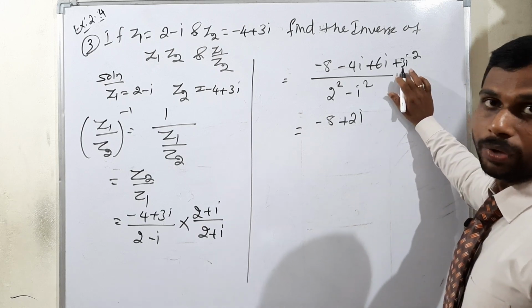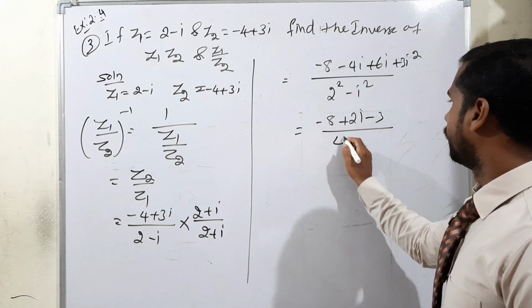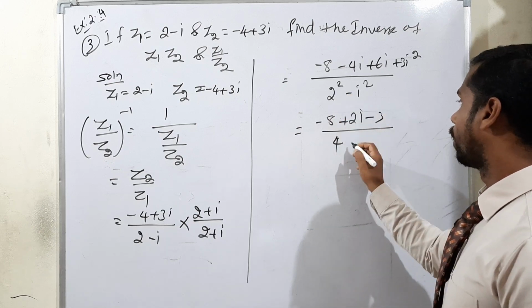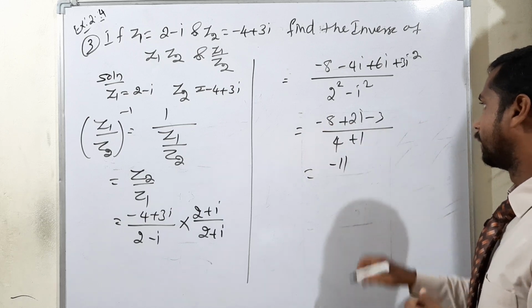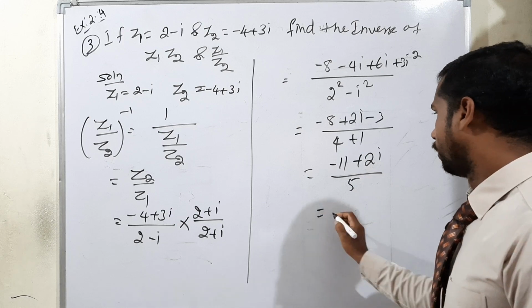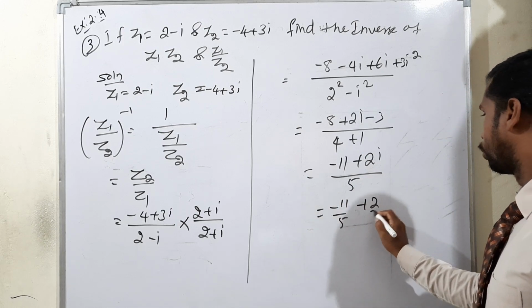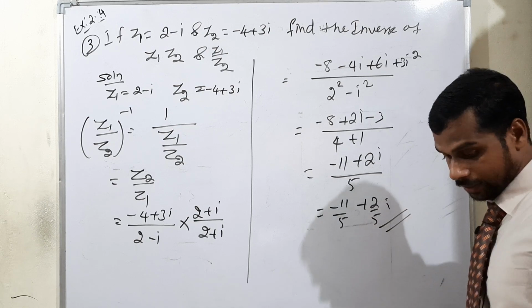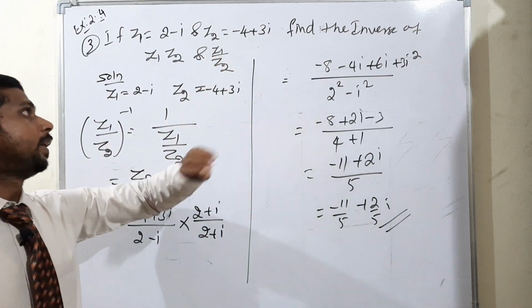i square is minus 1, we have a plus sign, therefore we can write it as minus 3. 2 square means 4, i square means minus 1, we have a common minus, then plus 1. Then the numerator minus 8 minus 3 means minus 11 plus 2i divided by 4 plus 1, which is equal to 5. Therefore minus 11 by 5 is the real part, then 2 by 5 i is the imaginary part. This is the second part, the inverse of Z1 by Z2.